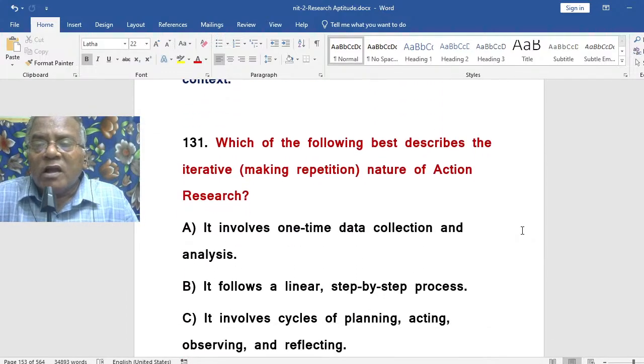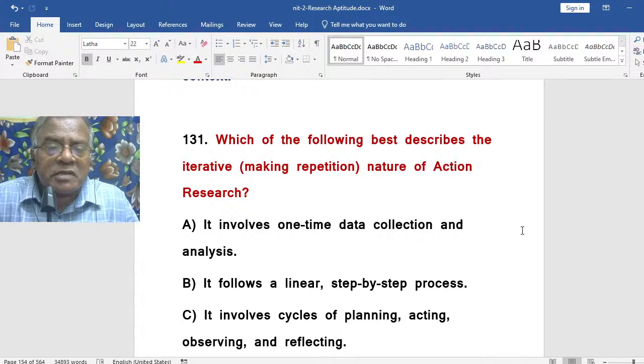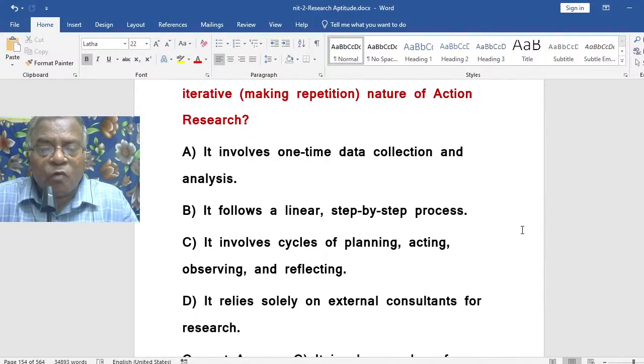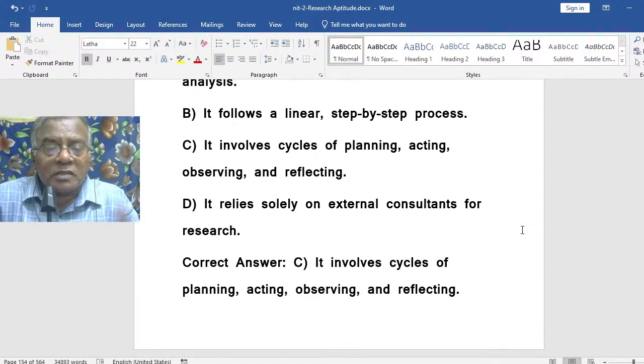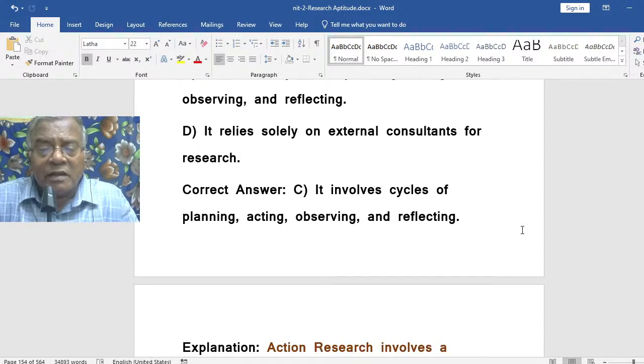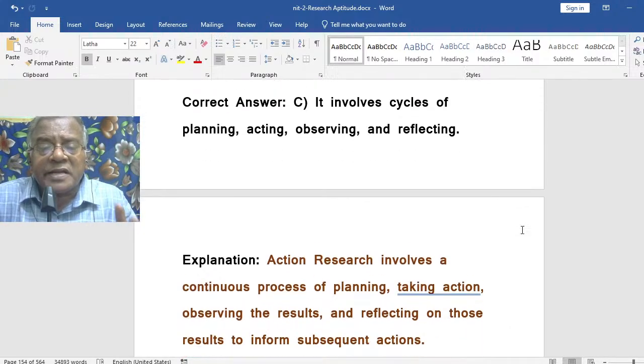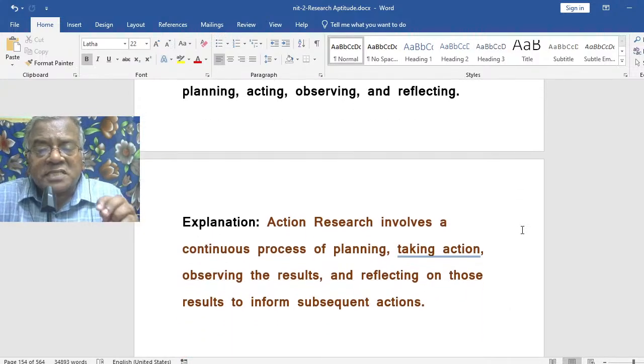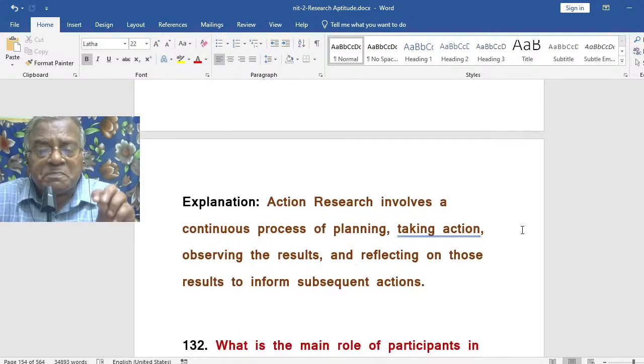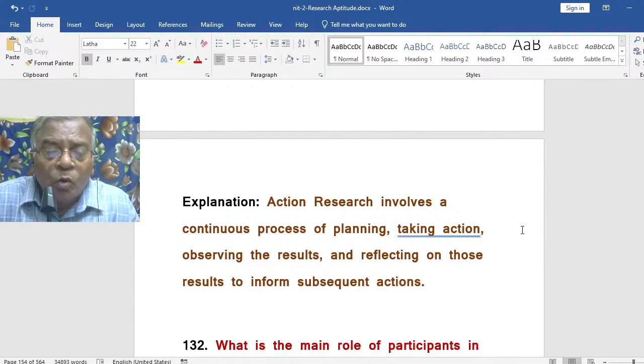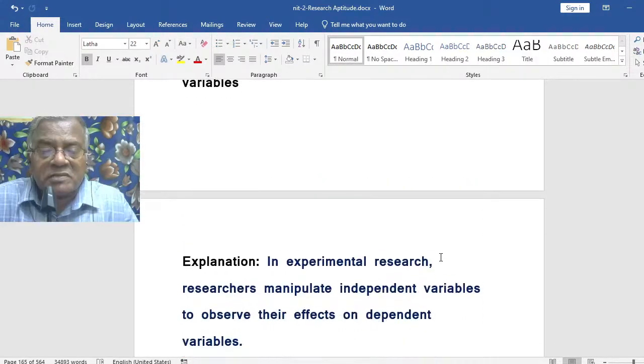Which of the following best describes the iterative nature of action research? Out of these four, which is the correct one? The third one, of course, we already studied in the theory. It involves the cycles of planning, acting, observing, and reflecting. Action research involves a continuous process of planning, taking action, observing the results, and reflecting on those results.